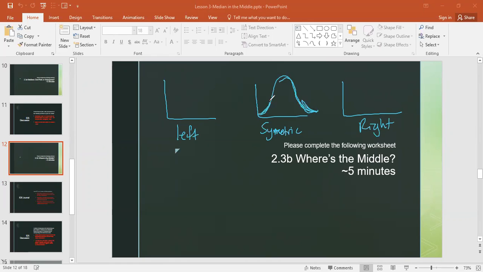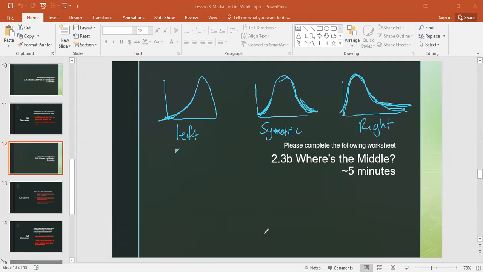So symmetric is more centered, where you really have a tail on each end and the peak happens pretty much toward the middle. Left and right skew refer to the tails. On a left skewed data set, your tail is to the left. On the right skewed, your tail is to the right. So it's all about the tail of your data that tells you which side it's skewed to.